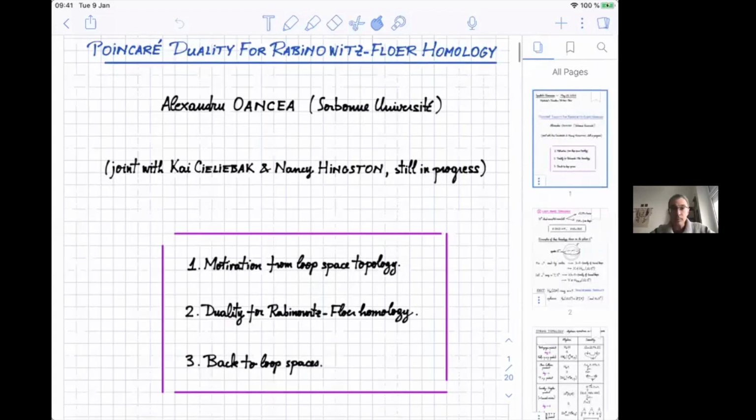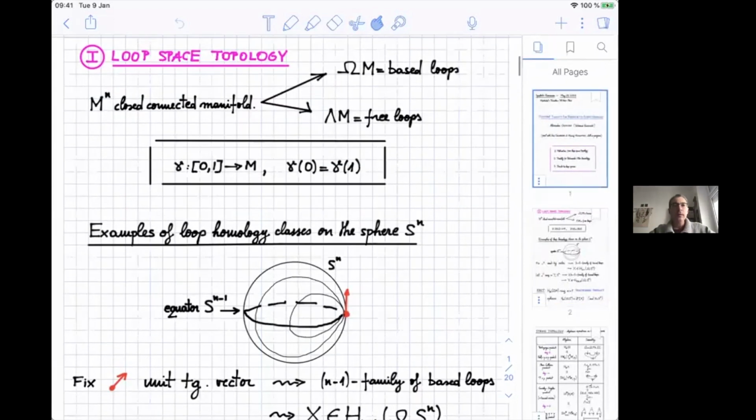So first part, loop space topology. I'm looking at a closed connected manifold M. There are two important spaces of loops: based loops or free loops. Based loops means that we fix a base point on the manifold, and then we look at maps from the interval [0,1] which take the same value at the endpoints of the interval, where at the endpoints I stay on the base point. Free loops means that the loop is just allowed to wander around.